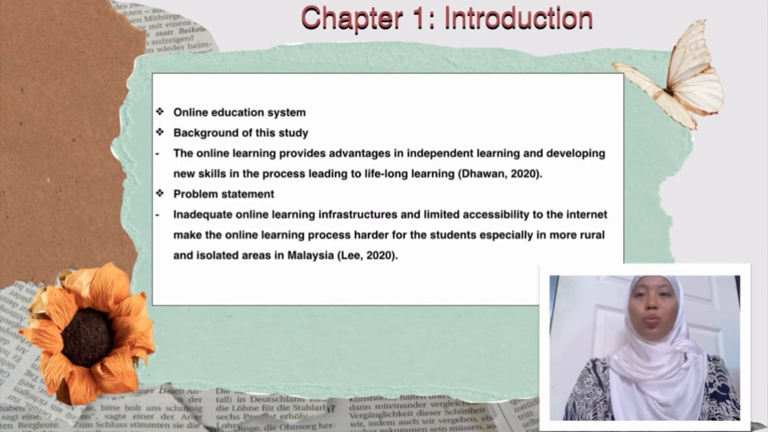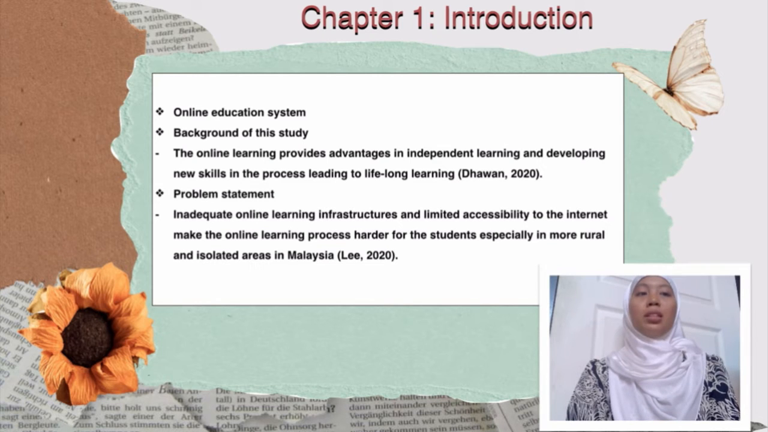Next, moving forward to problem statement. As we know, online learning is an effective new learning method, however, there are some issues. There has been a report that 52% of students in Sabah, Malaysia do not have internet access due to inadequate infrastructure. As Lee 2020 stated, inadequate online learning infrastructure and limited accessibility to the internet make the students' process of learning harder, especially for students who live in rural and isolated areas.